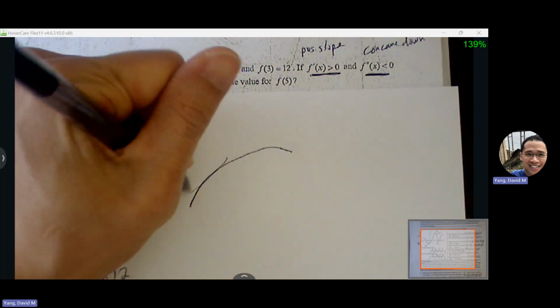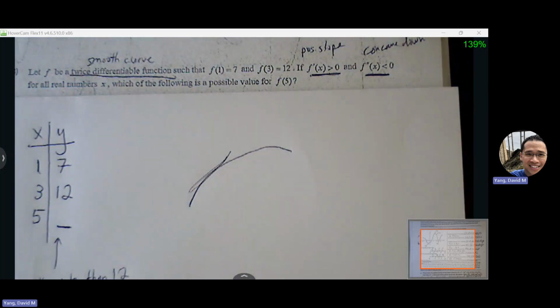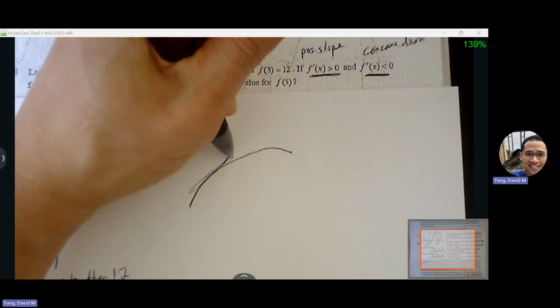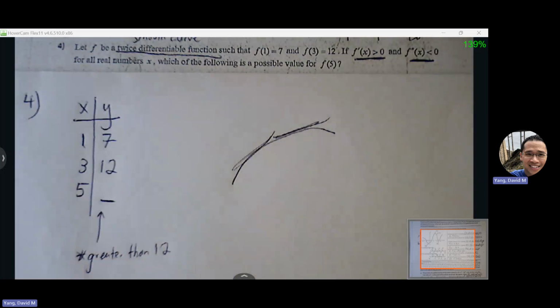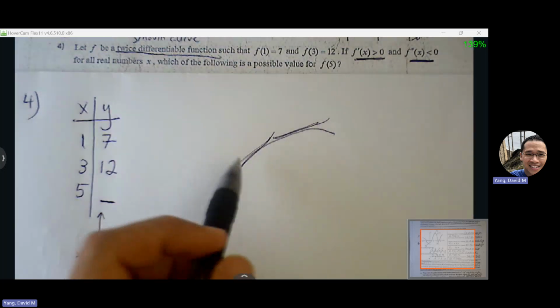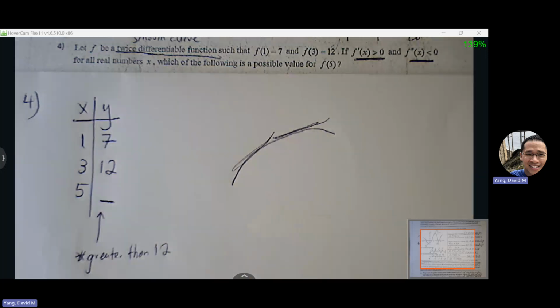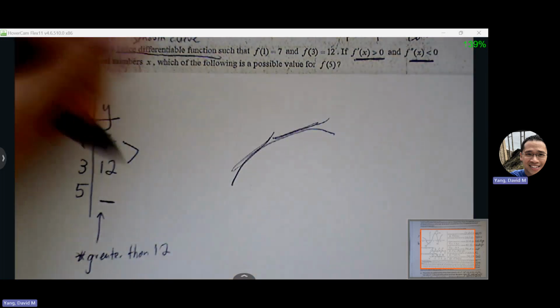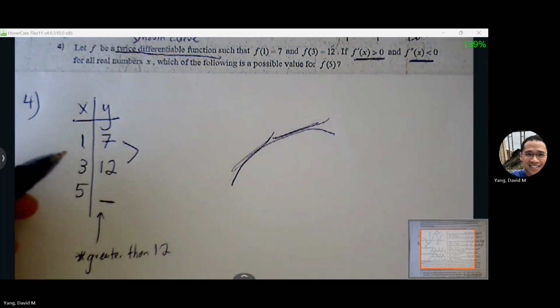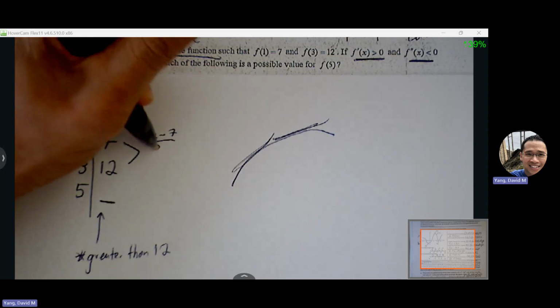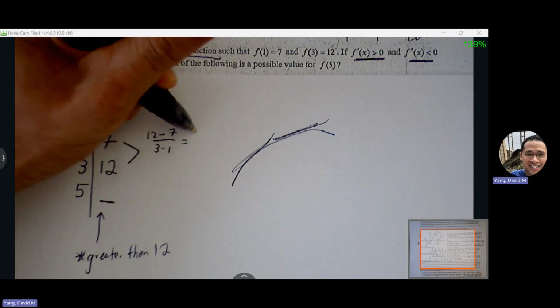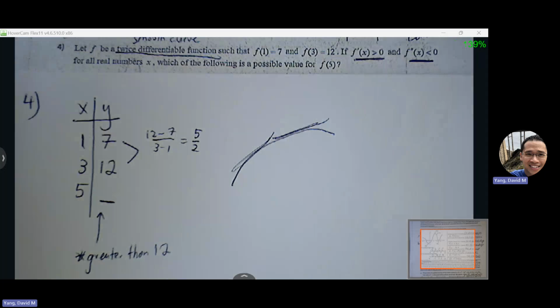Where initially it may be a slope that is 3 or 4, but then it's going to flatten out to a slope that's less, right? So my slope should be decreasing. I mean, they're all positives, but it should become less steep if it's concave down. So if I find the slope between these 2 points here, my slope is 12 minus 7 over 3 minus 1, which is 5 over 2.